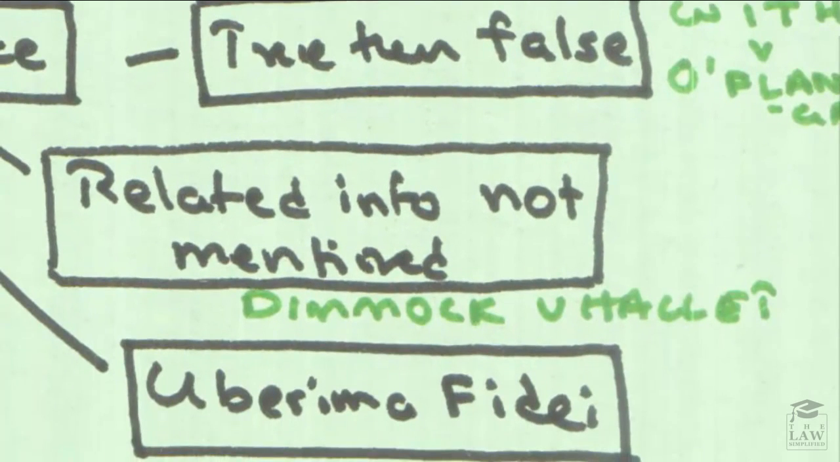In Dimmock and Hallett, there was certain related information which was not mentioned. Now, if you would recall earlier, we spoke about the Moorcock in relation to formative requirements, where the three cautions, as in an intention to create legal relations, certainty and completeness, are required, besides agreement and consideration, for a contract to be upheld.